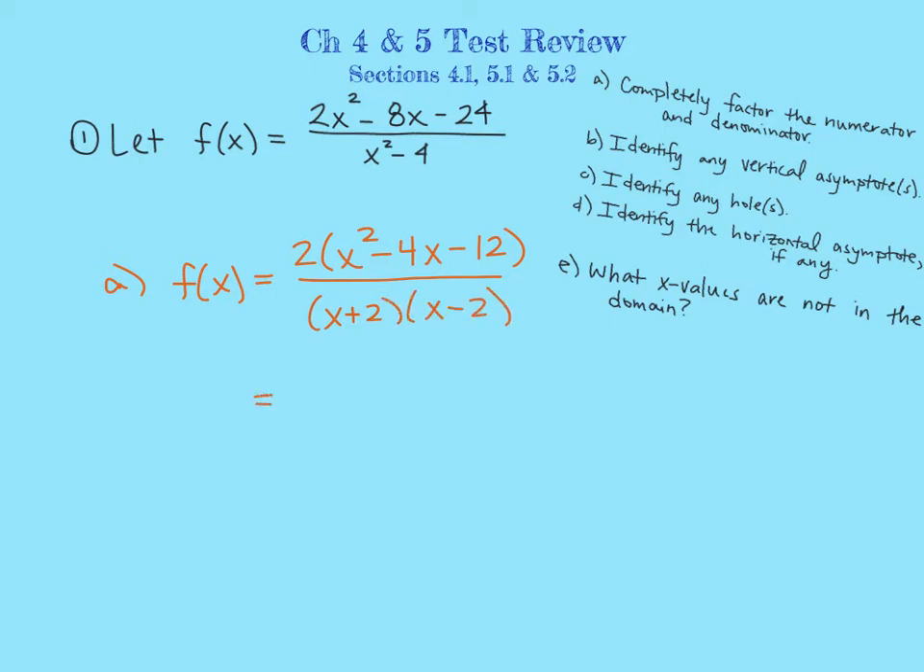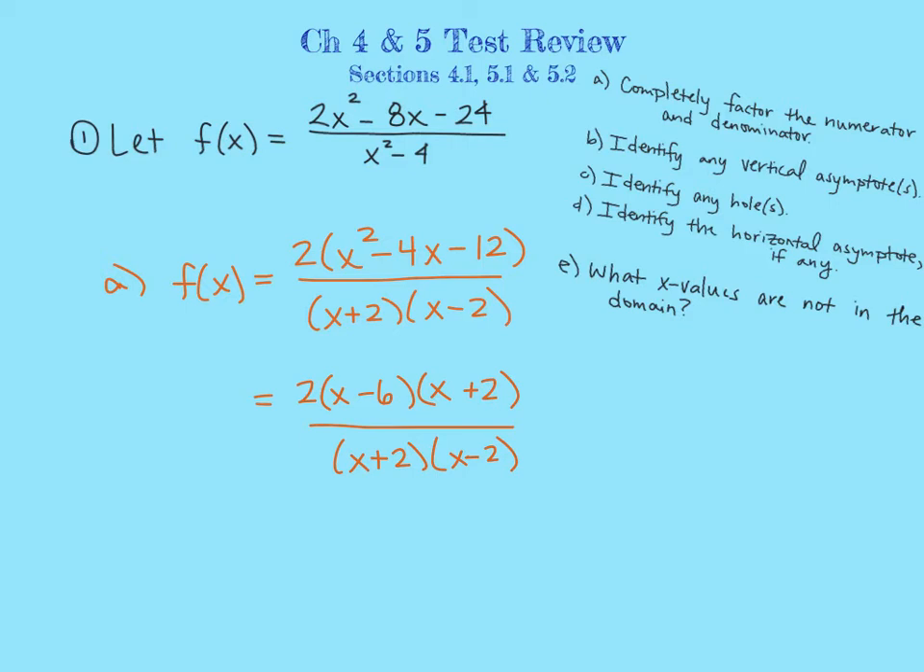Continuing on, in our numerator, what's left here is a quadratic trinomial with a value of 1. We have a c value of negative 12 and a b value of negative 4. Two numbers that multiply to negative 12 that add up to negative 4 are a minus 6 and a plus 2. So now our numerator is completely factored, and our denominator has been factored as well. So that is our answer to part A.